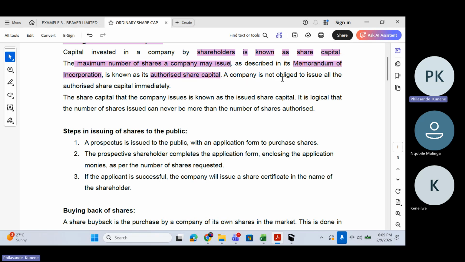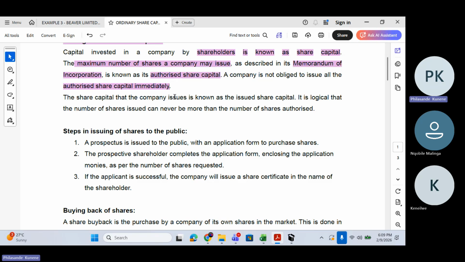A company is not obliged to issue all the authorized share capital immediately. It's not a must. It's not like because I'm authorizing 5 million, now you have to issue them all at once. No, we can issue 1 million maybe in 1 year, 2 million in the following year, and 3 million in the following year. We need to check whether there is a reason for us to issue those shares. We only issue the shares to the public if there is a need.